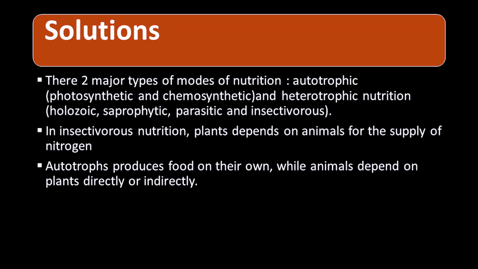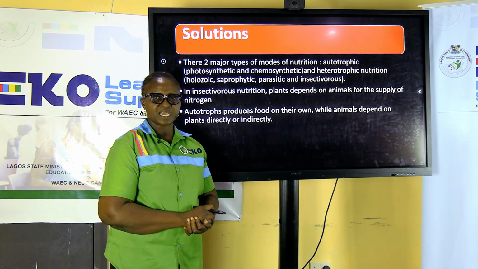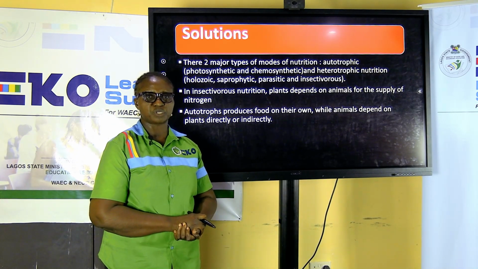Insectivorous or carnivorous nutrition. This describes plants that depend on animals for the supply of nitrogen. It can be insects, it can be small animals. And lastly, autotrophs produce their own food, while animals depend on plants directly or indirectly. With this, we have come to the end of the lesson on the topic modes of nutrition.